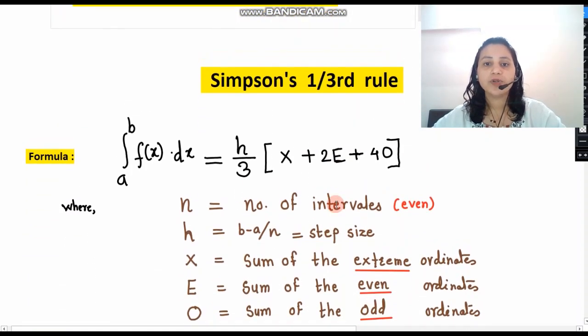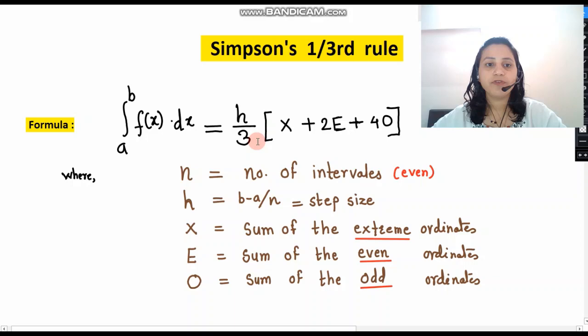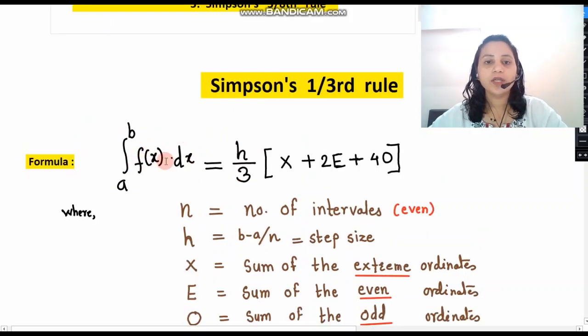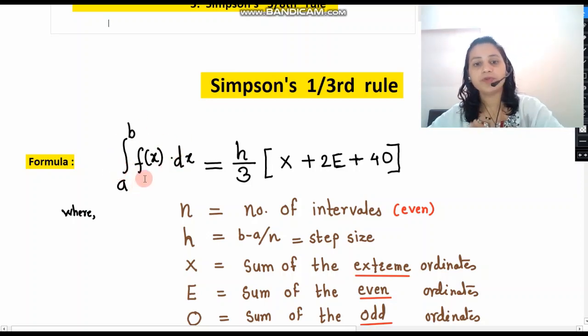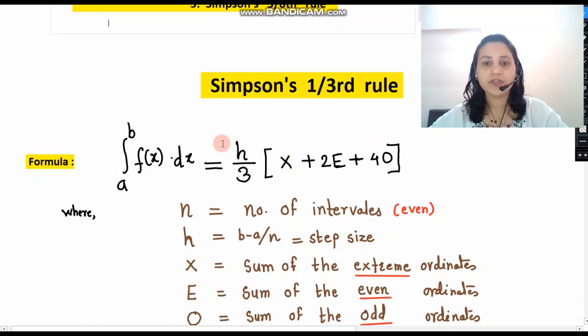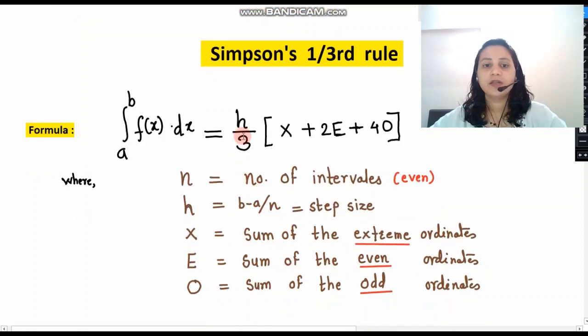As I told you in our last session, every method has its own specific formula. So on the screen, you can see the formula, and this is Simpson's one-third rule. The LHS of this formula consists of the integration sign. Now we move towards the RHS, that means the right hand side of this formula. In this, h by 3 into x plus 2e plus 4o. Now h, x, e and o are unknown quantities that we have to find out. So let's find out what h, x, e and o are.